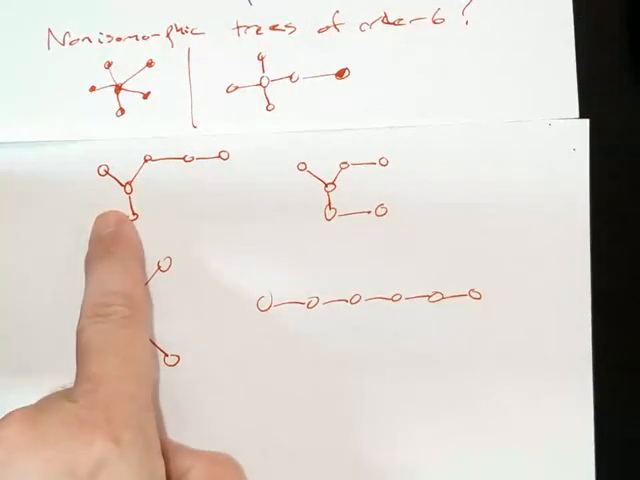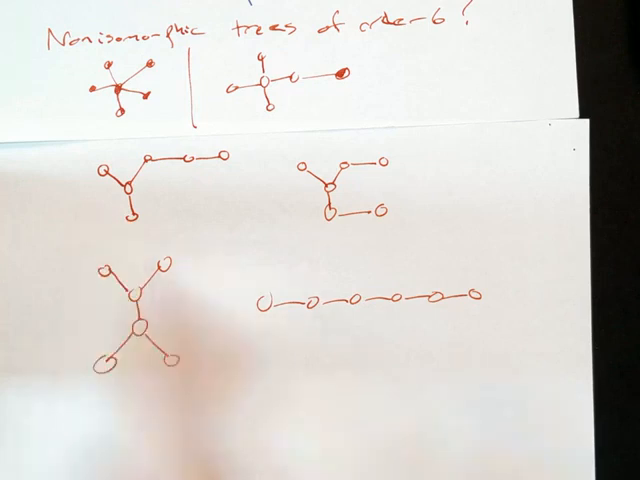If you start here and you take away all of the end vertices, what do you get?